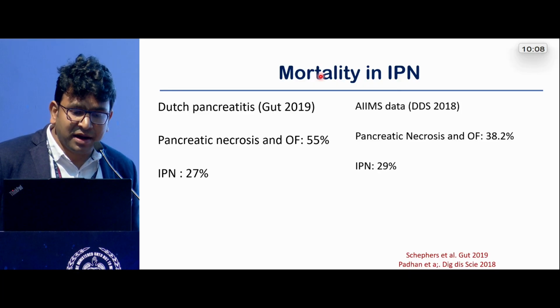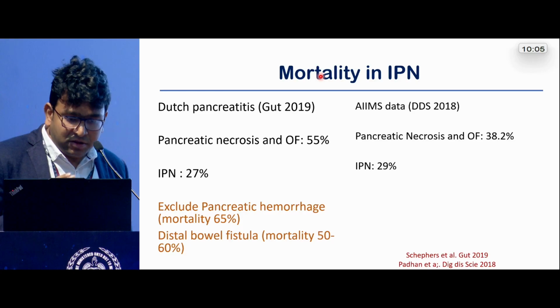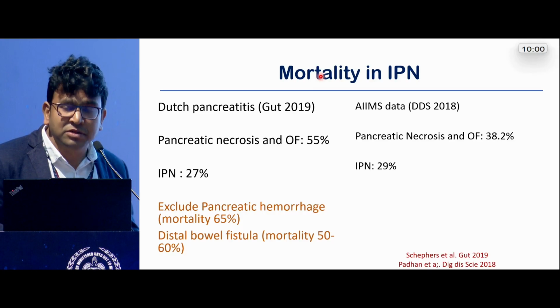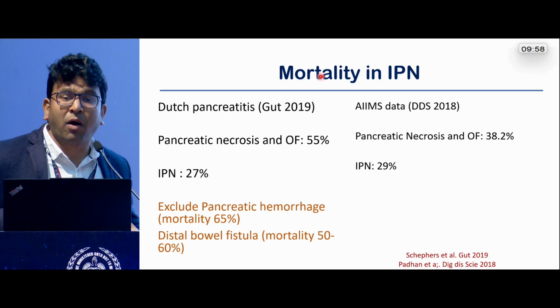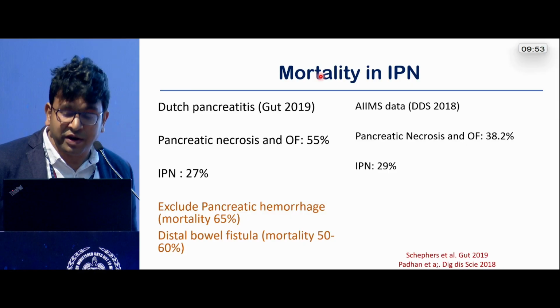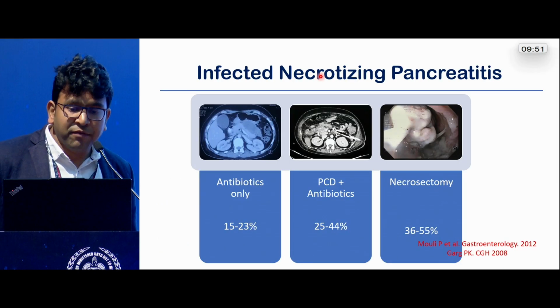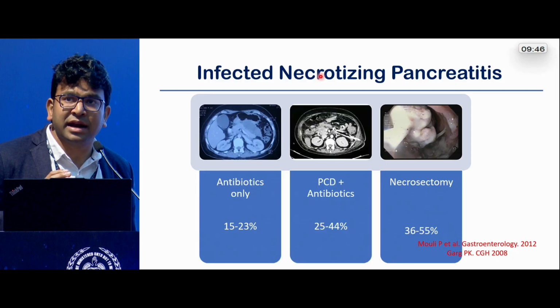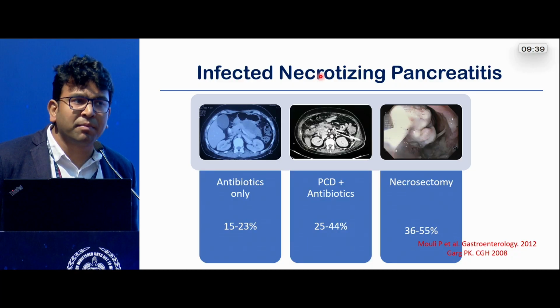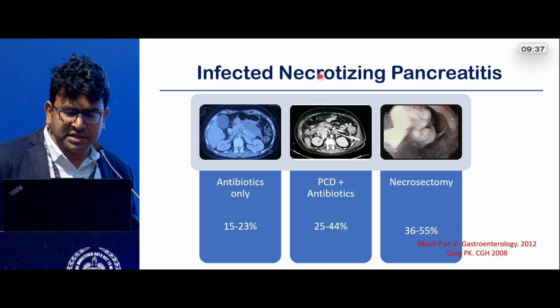Our data also shows similar results. However, in the Dutch pancreatitis group cohort, they excluded patients with pancreatic bed hemorrhage, bowel fistula, and all these patients with very high mortality, up to 60% or 70%; those were excluded from this cohort. So approximately half of the patients you can manage with PCD and antibiotics, and less than half, around 40% of patients, require necrosectomy in all comers with necrotizing pancreatitis. And there has been a recent study by this Dutch group that has shown similar results also.